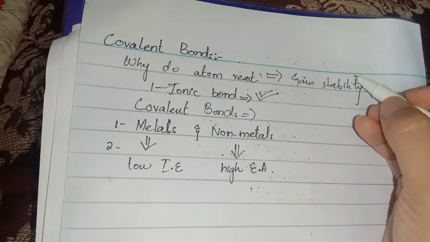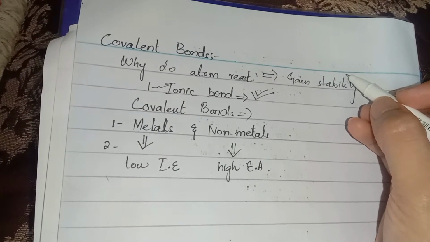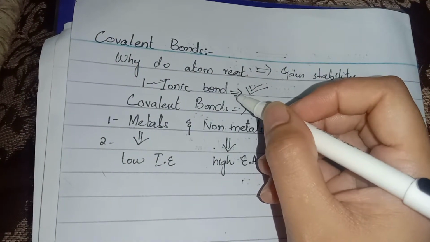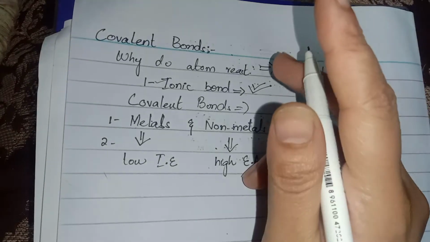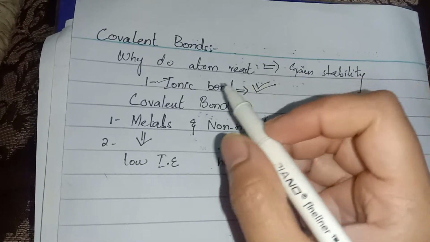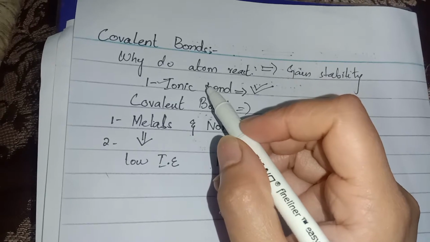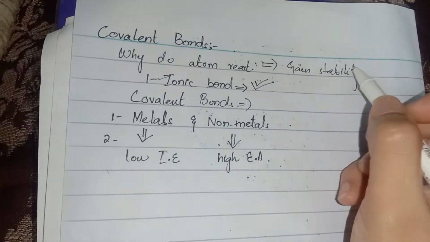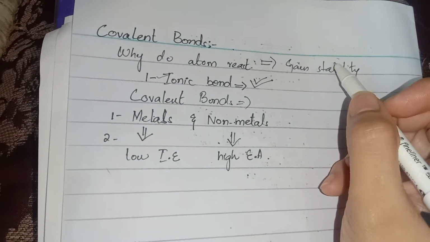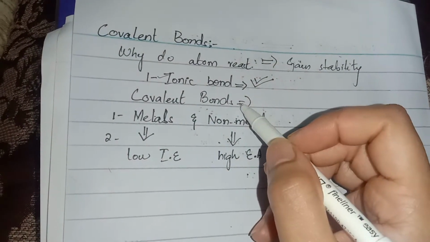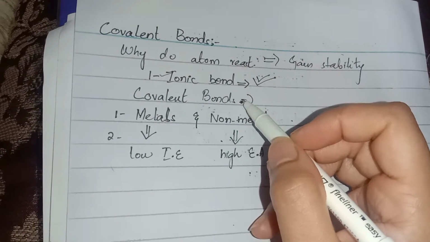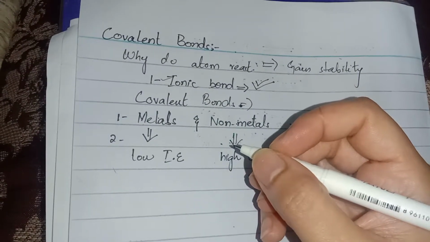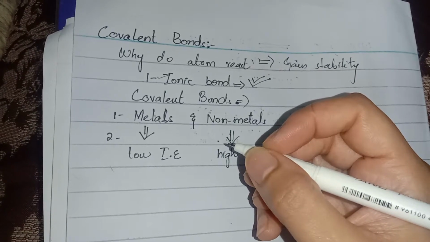For that, atoms can form bonds between the atoms, and one of the bonds which we have studied is the ionic bond. Now today we have to learn two things. Number one, why was only the ionic bond not sufficient for atoms to gain stability? Obviously, if atoms want to gain stability, why was there a need for another bond, that is, the covalent bond? First of all, we have to answer this question: why was the formation of the ionic bond not sufficient for the atoms to gain stability?